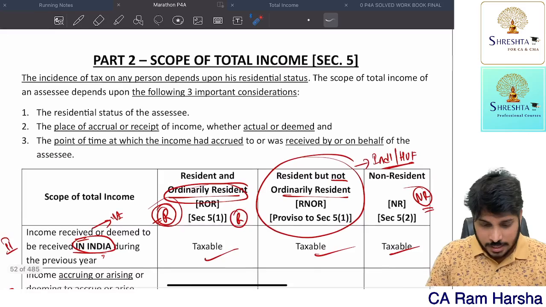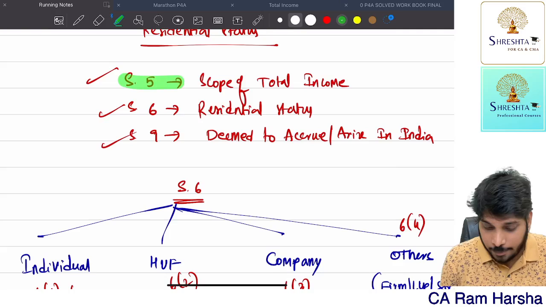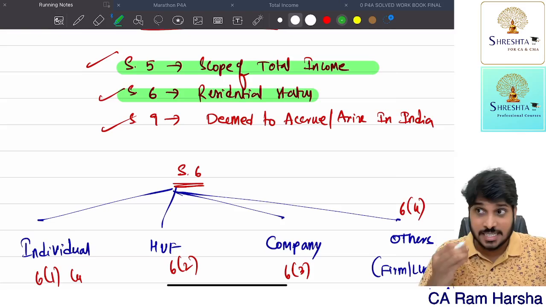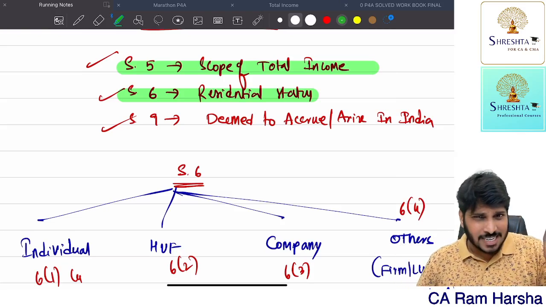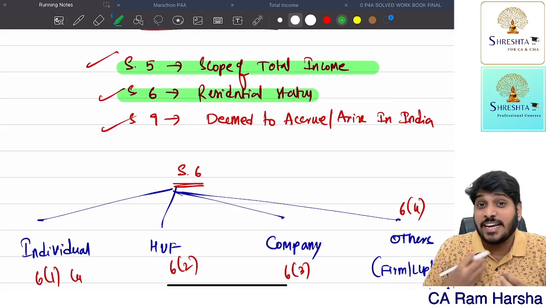Next. Now the moment we see residential status, we have completed scope of total income. Now let us understand what residential status is. How to determine residential status? Like scope of total income, we have seen resident, non-resident, ROR, RNOR, NR. We have seen how to identify them.